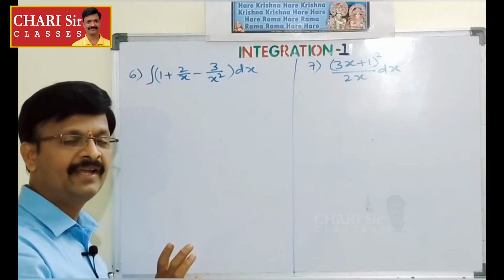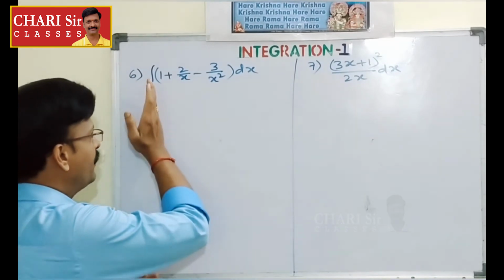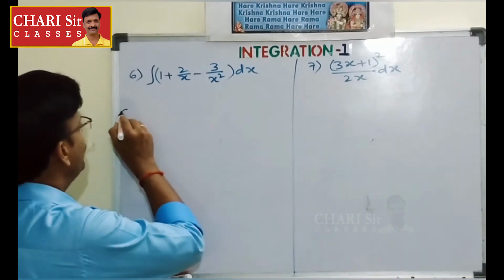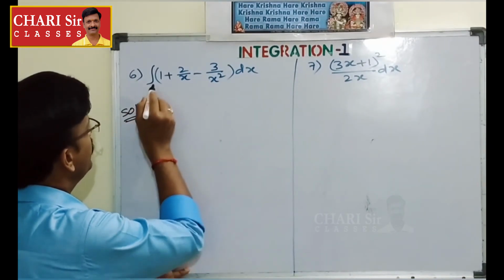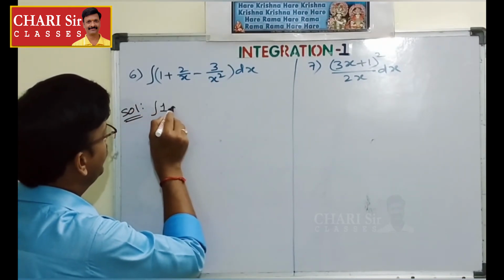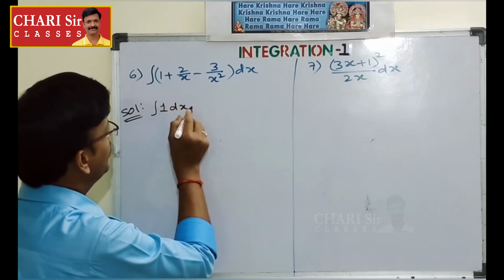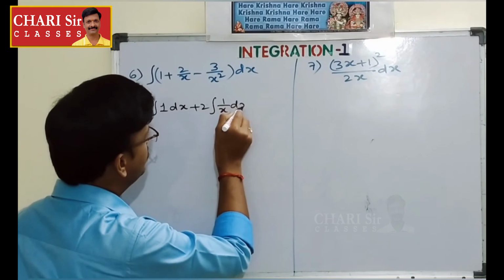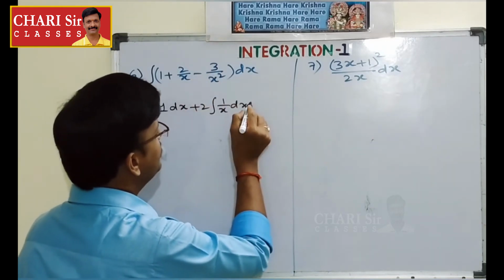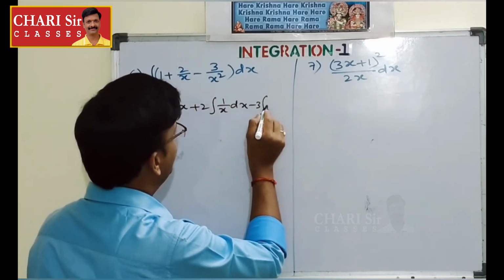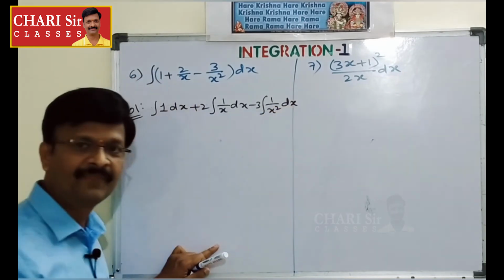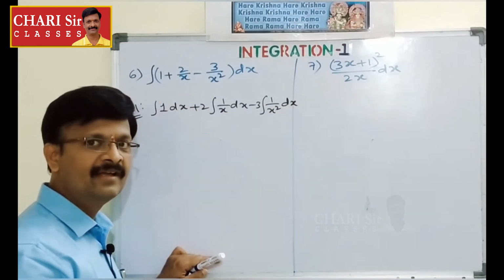We don't need to simplify anything. We just need to write down the integration for all the individual terms. So that can be done like this. Here, integration of 1 dx, and here 2 by x is there. 2 you can write outside and 1 by x dx. And here minus 3 by x square. Minus 3 you can write outside and you can write 1 by x square dx. Like this, just individually we are taking the integration.